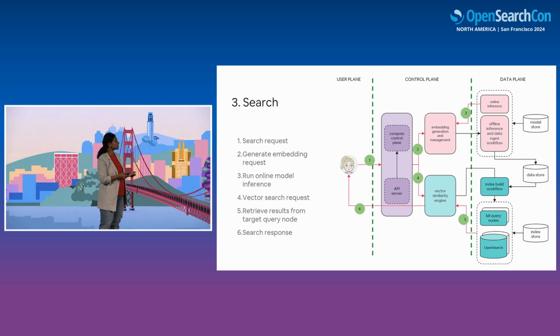This is how a search query flow may look. An incoming search request triggers online inferencing to convert raw query features into an embedding. This query vector, along with other search filters, is forwarded to the vector similarity engine. The vector similarity engine runs transformations as needed and finally forwards them to OpenSearch, which returns results. Once we have these raw results back, we convert them into a well-defined search response and return them to the users.